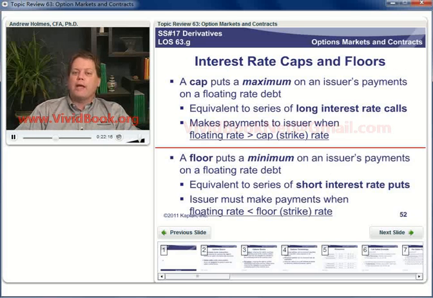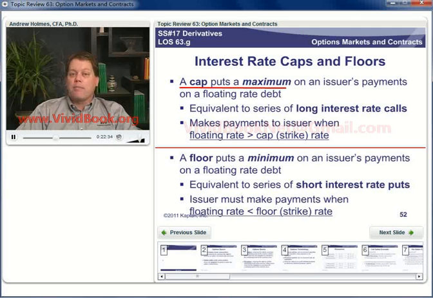Okay, what about interest rate caps and floors? Well, interest rate caps and floors are simply a series of interest rate call options. So if you understand call options, you understand caps and floors. Caps just mean that we're going to have a series of these call options. So a cap puts a maximum on the issuer's payment from floating rate debt.